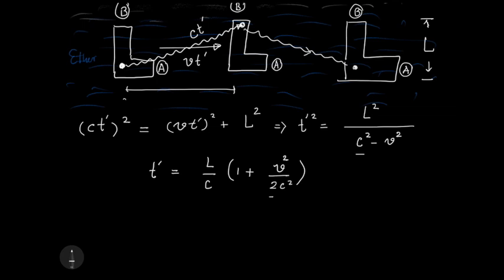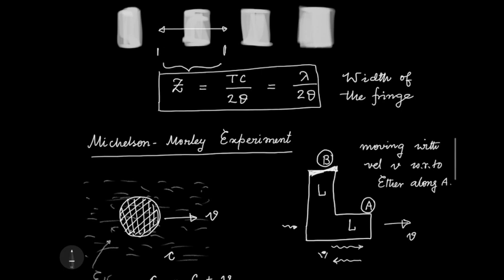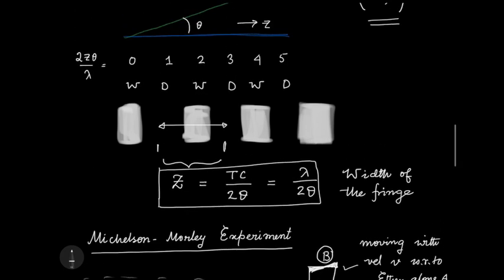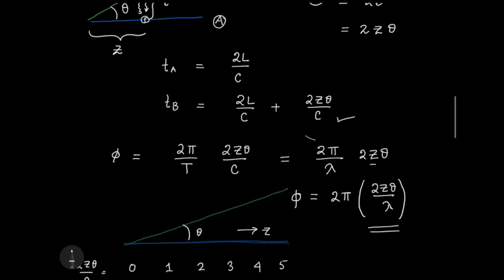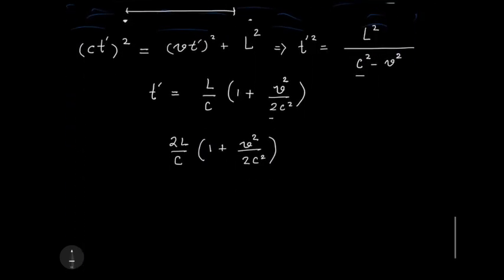Now this is how much time it takes to go from there to there. For the total flight, it will be twice this time. So that is 2L by c times 1 plus v square by 2c square. But that's not all. Remember that one of our mirrors is still a little bit tilted. And for the tilt of the mirror, the extra term we get is 2z theta by c. So let's add that.